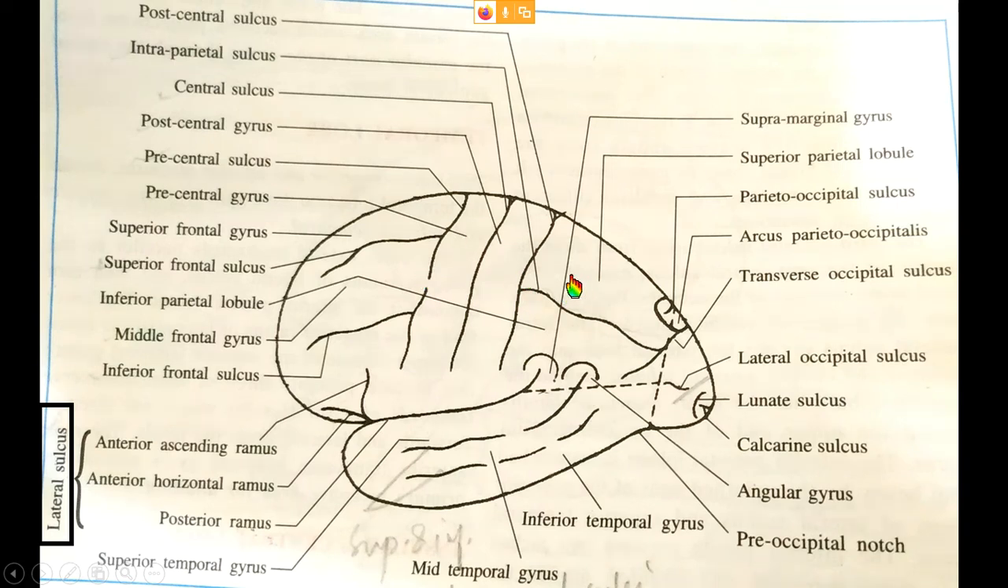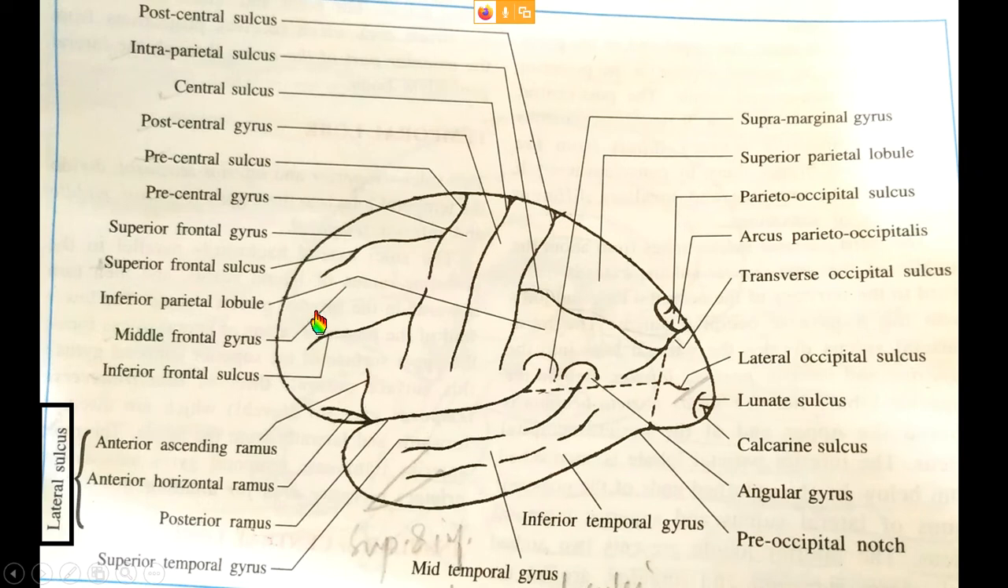The area behind the central sulcus and in front of the parieto-occipital sulcus is the parietal lobe. In front of the central sulcus is the frontal lobe. Below the lateral sulcus is the temporal lobe. Behind the parieto-occipital sulcus is the occipital lobe. So that is about the lobes and the main sulci which we can identify on the superolateral surface of the cerebrum.